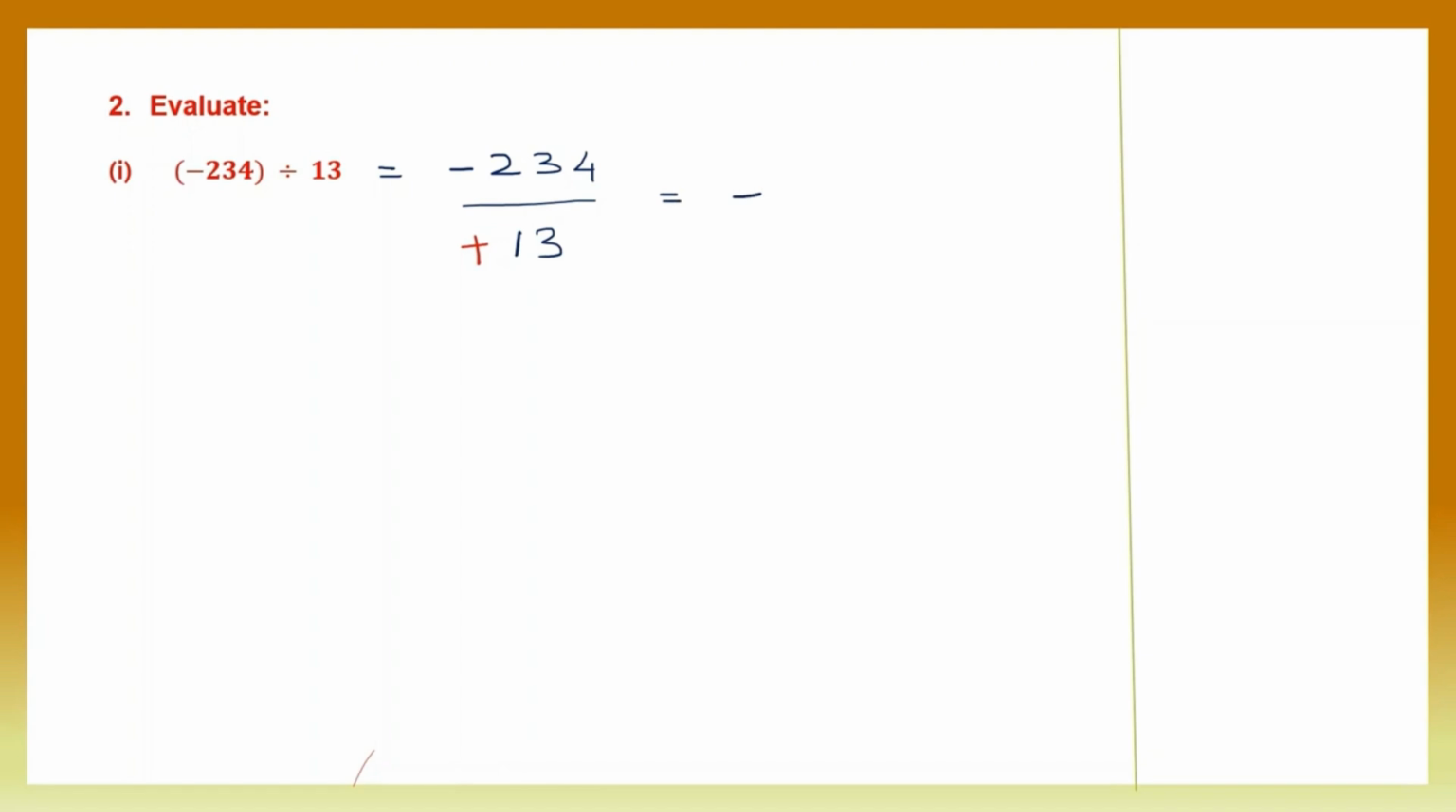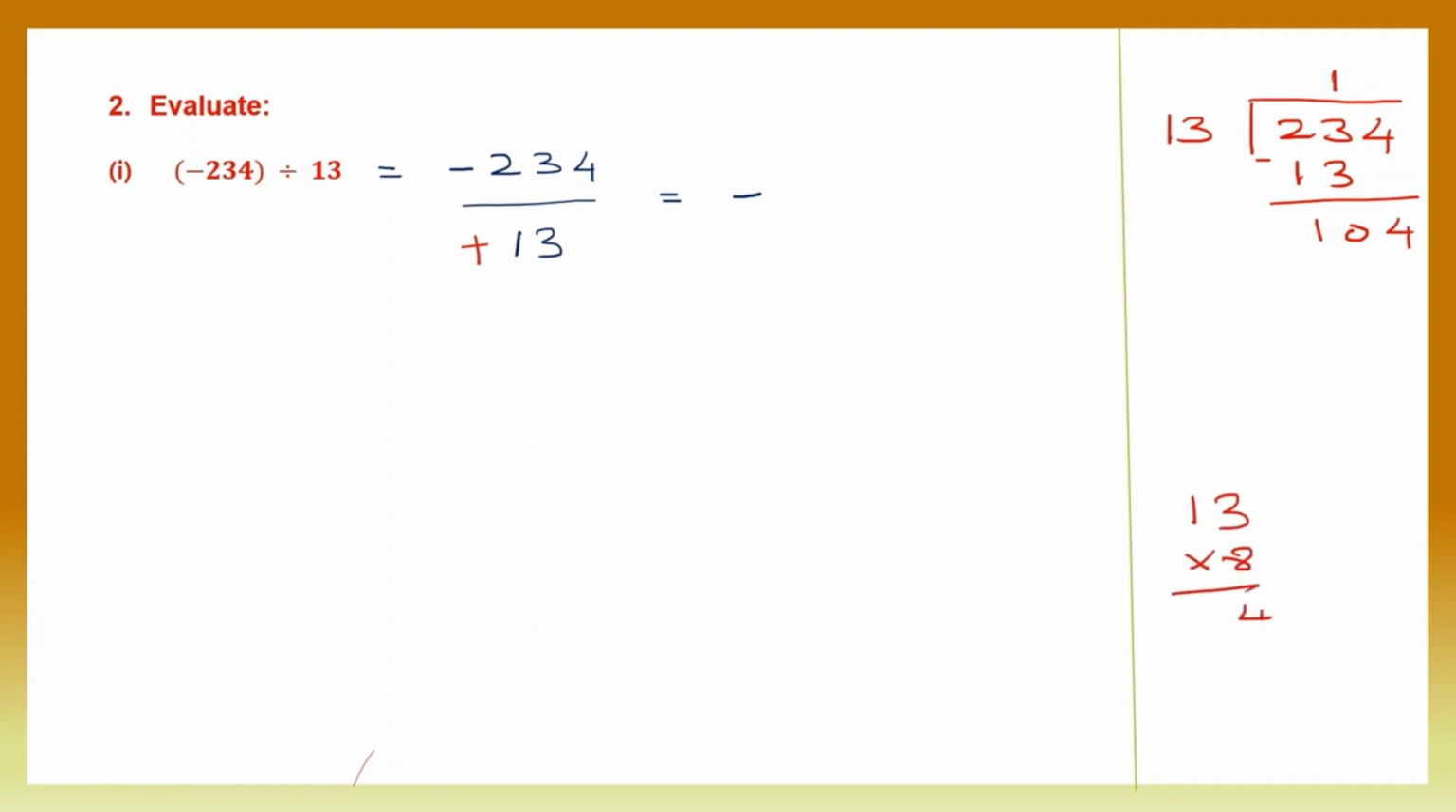Now let's divide 234 by 13. So 13 ones, because we need to get a number close to 23. 13 ones are 13, minus, now this is 0, 1, and I bring down 4. I've got 104. So let's try 13 into 8.